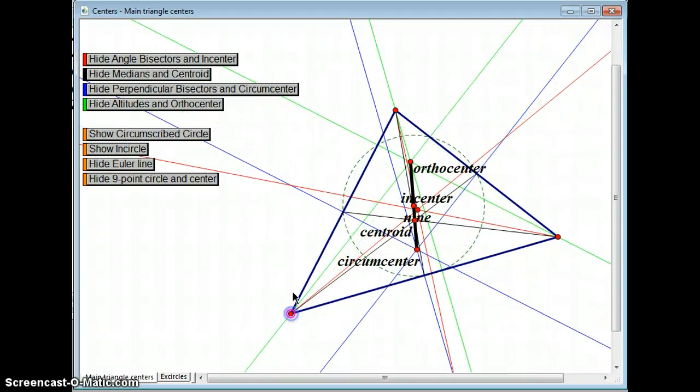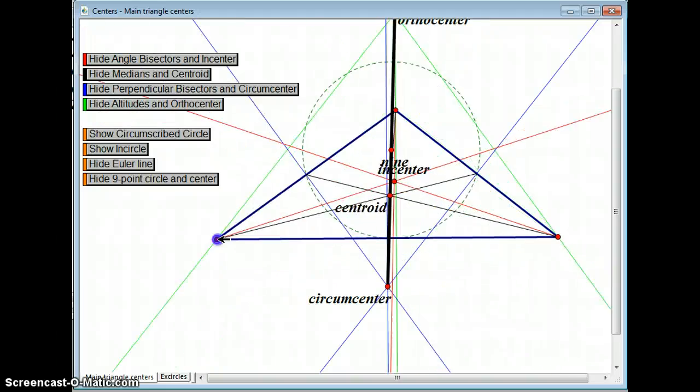The perpendiculars, of course, were here, the orthocenter. Orthocenter is where the altitudes meet. Notice where each altitude crosses the side perpendicular. The 9-point circle hits that. See, the 9-point circle hits this point. The 9-point circle hits this point. The 9-point circle hits this point. So that's 6 of the 9 points.